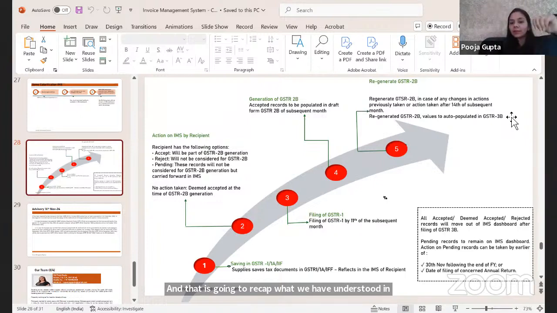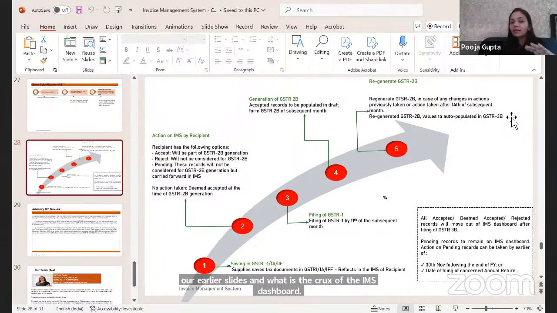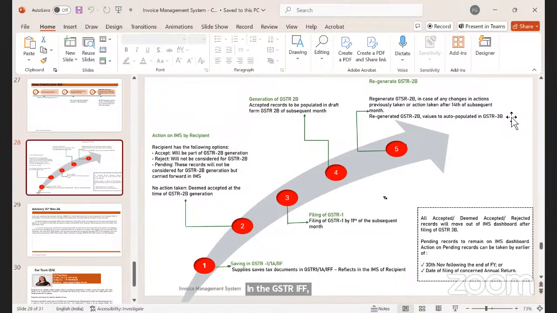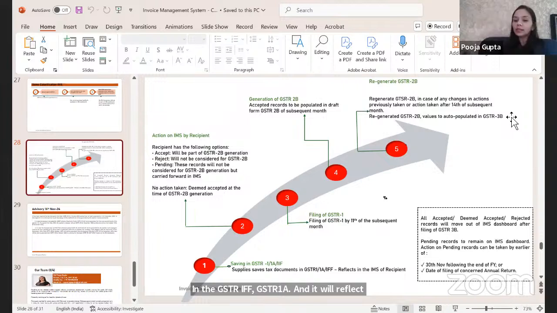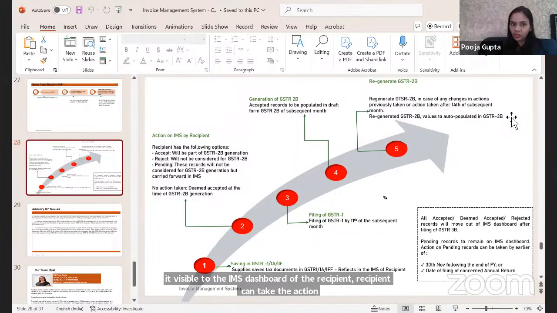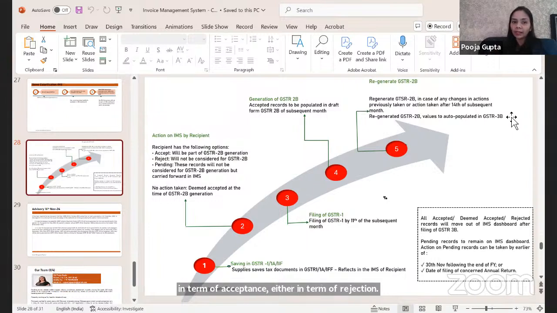First step is that the supplier will save the invoice, tax invoice document in their GSTR1, in their GSTR1 IFF, or GSTR1A, and it will reflect to the receiver's dashboard on a real-time basis. Once it is visible in the IMS dashboard, the recipient can take the action either in terms of acceptance, rejection, or keep it pending.